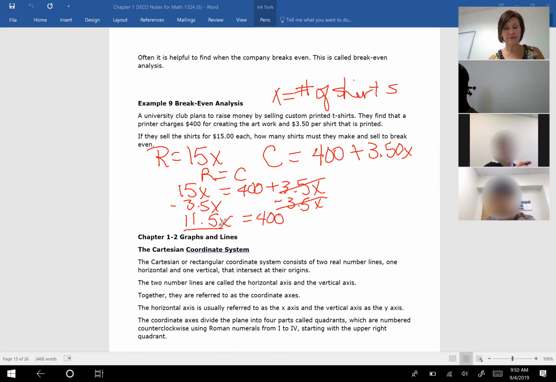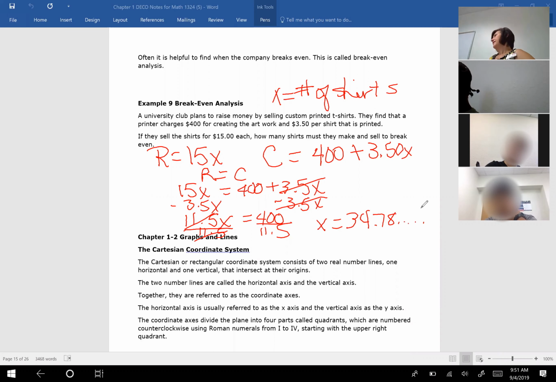Excellent. You're going to want a calculator. You divide both sides by 11.5. And you do not get a nice, pretty number. You get something like what? 34.78 and so on. Now, in the real world, are you going to sell 78 hundredths of a shirt? So how many shirts are you going to have to sell in order to break even? There you go, 35 shirts.